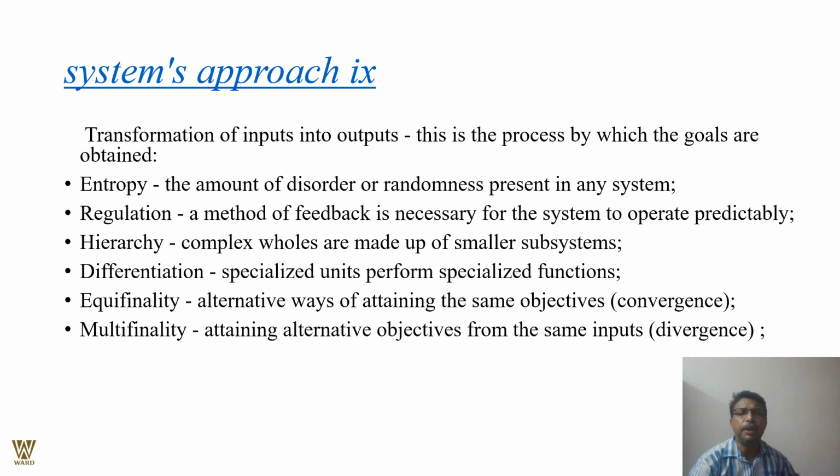So let me give you the systems approaches. Transformation of inputs into outputs is the process by which goals are obtained. Entropy is the amount of disorder and randomness present in any system. As it gets warmer, hotter, it is emitting energy. Regulation: the method of feedback is necessary for the system to operate predictably. Hierarchy: complex wholes are made up of smaller subsystems.